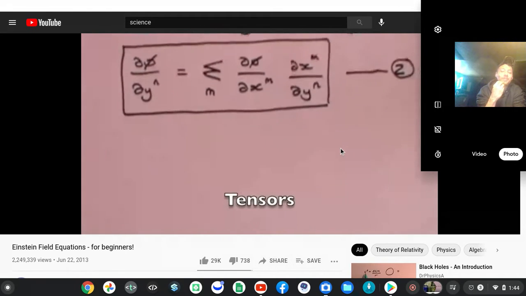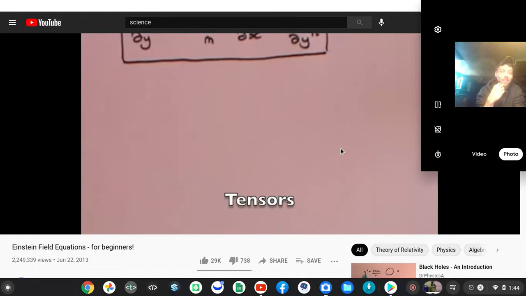Now I want to introduce you to the concept of tensors. We mentioned that when we looked at the Einstein field equations. There were several tensors. What is a tensor?